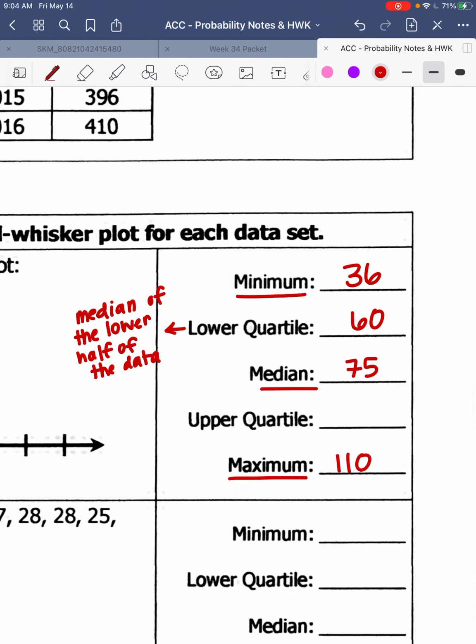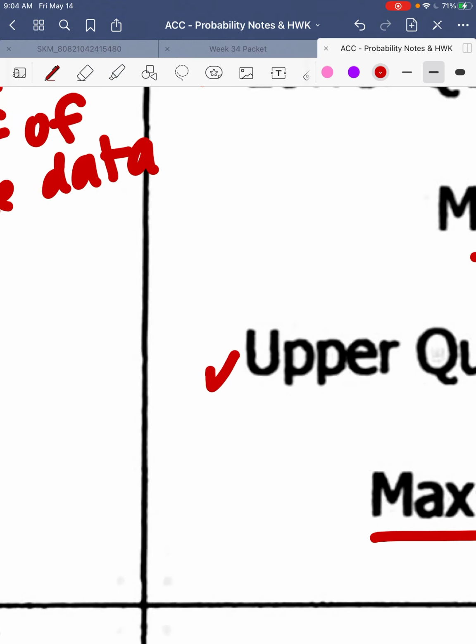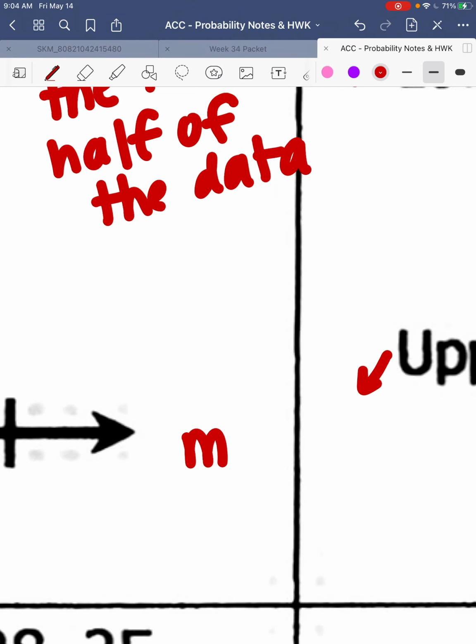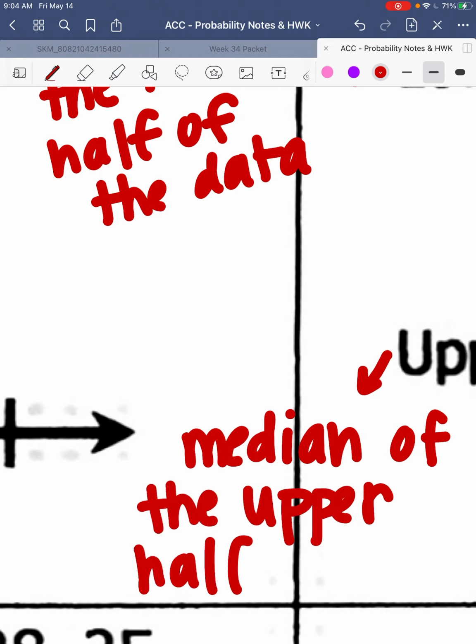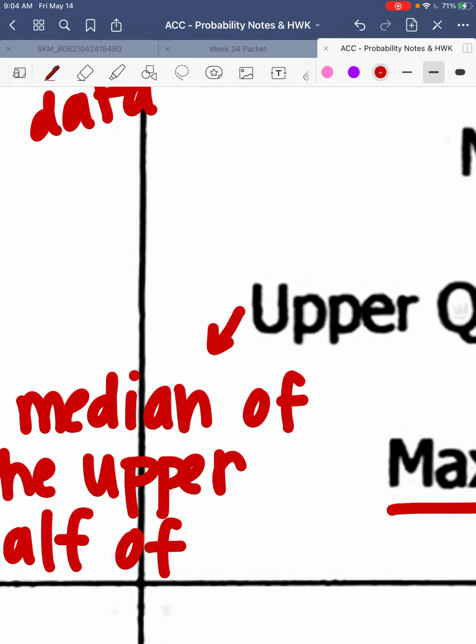Okay. Now, just like the lower quartile is the median of the lower half of the data set, the upper quartile is the median of the upper half of the data.